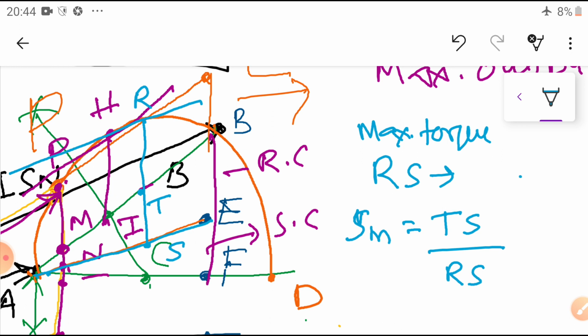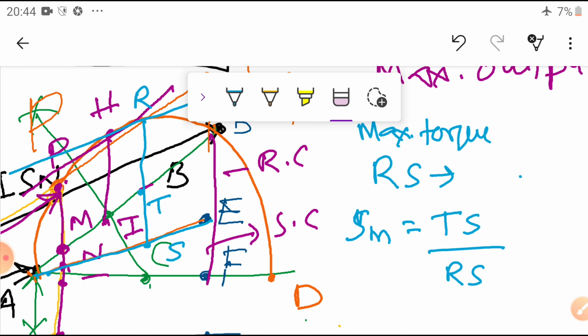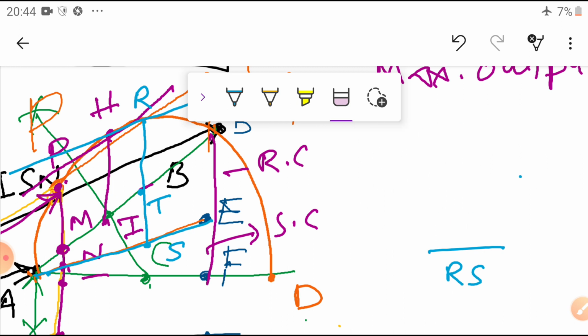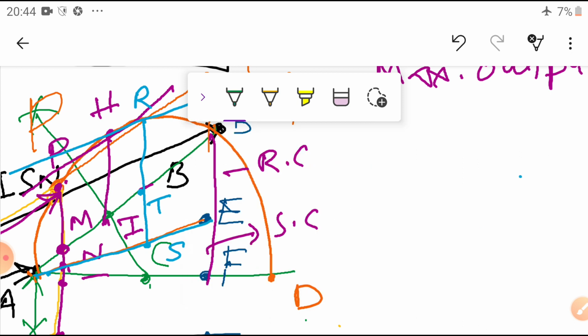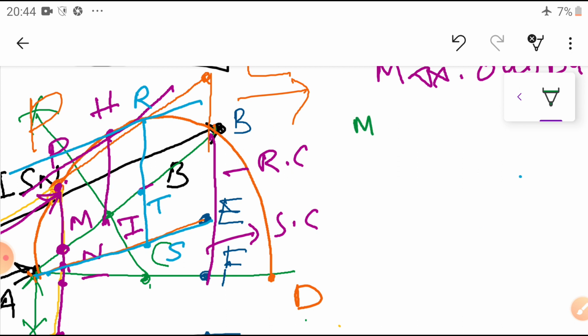Now, after knowing the maximum torque, I can calculate the maximum input also. So, how are you going to calculate the maximum input? It occurs at the highest point of the semicircle. So, I want the maximum, another maximum. Okay, so the maximum torque is known. Now, in this case, I am going to find the other one, the maximum input line, I require.